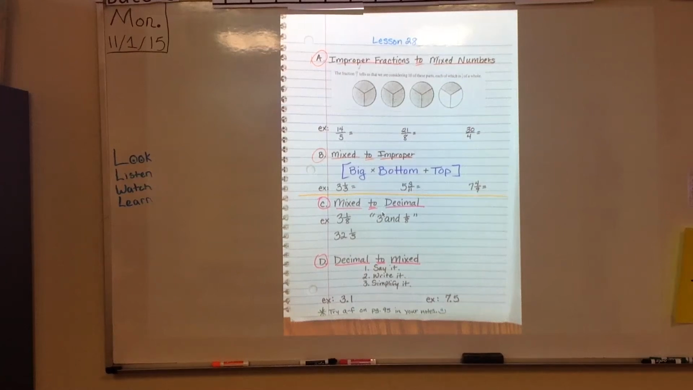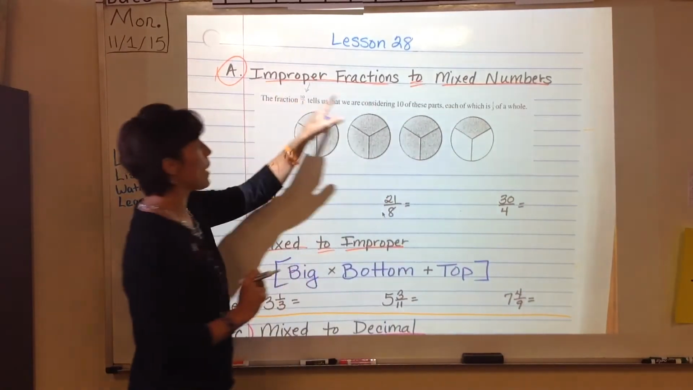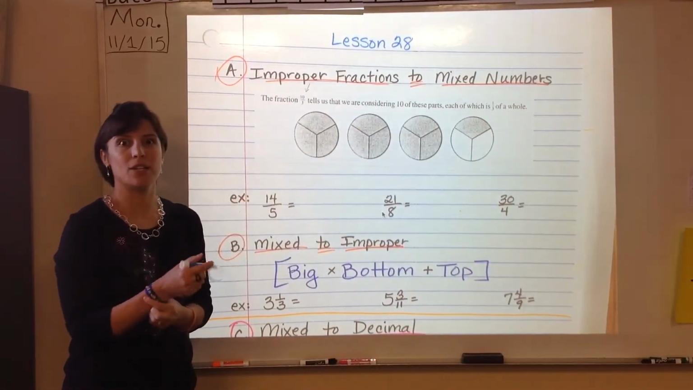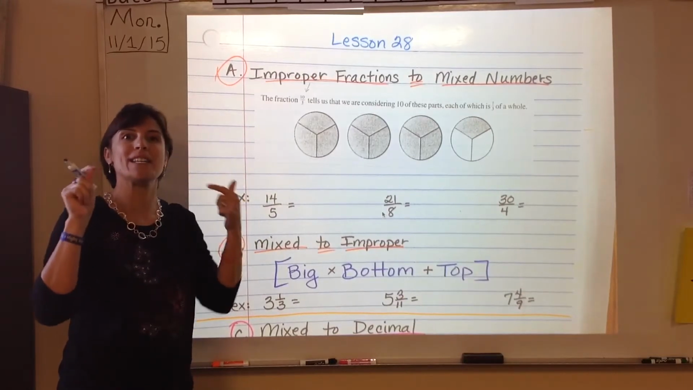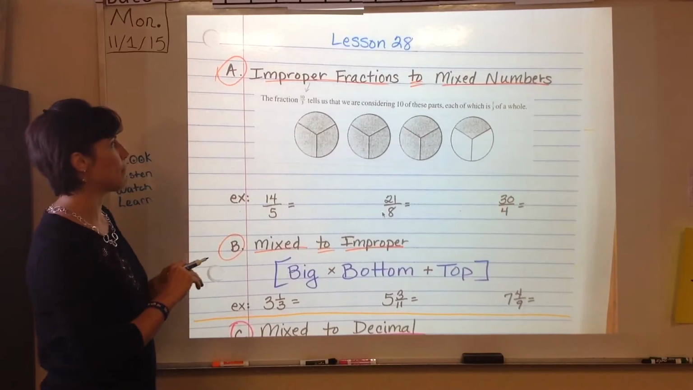Right, pre-algebra, this is lesson 28. It has 4 sections, 2 on the top half, 2 on the bottom half. The first section that we're reviewing is changing improper fractions to mixed numbers. I like this visual because it makes sure you know what is going on in your head when you think of mixed and improper fractions.